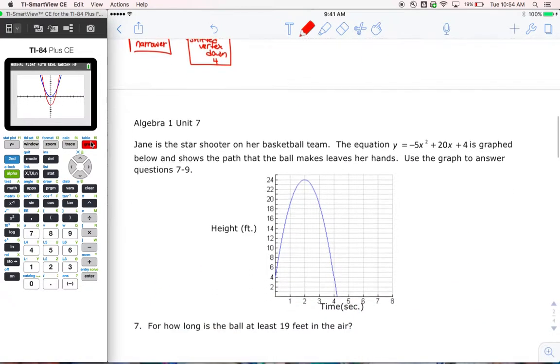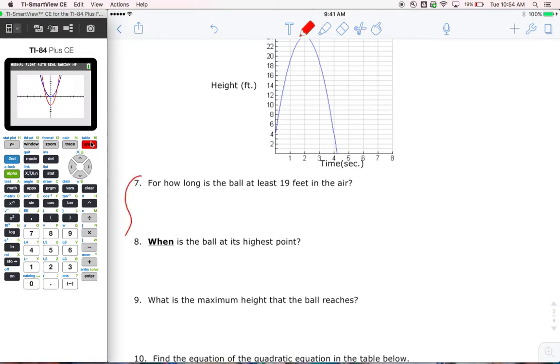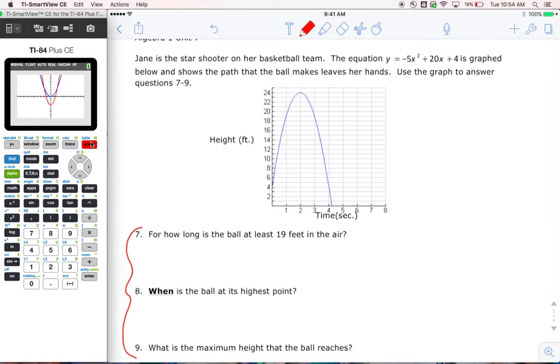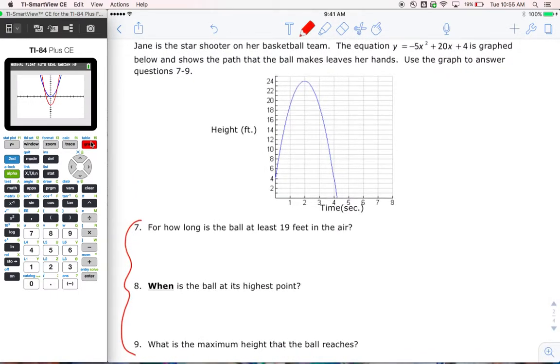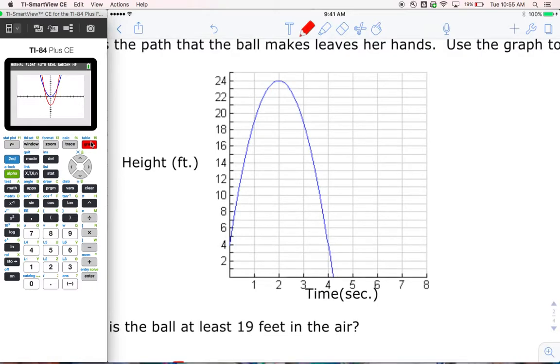Okay, on the back side of this thing, these 3 questions, we are using the graph, and it's actually super simple. Here's what's going on in the graph. Jane is the star shooter on our basketball team. The equation y equals negative 5x squared plus 20x plus 4 is graphed below, so you don't have to graph it yourself, which is nice. And it shows the path that the ball takes once it leaves her hands. So our answer is going to be in seconds, right? For how long is the ball at least 19 feet in the air?